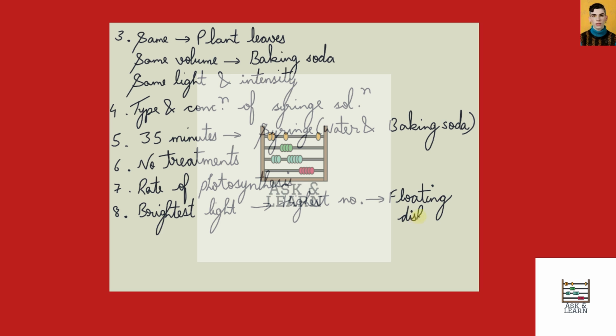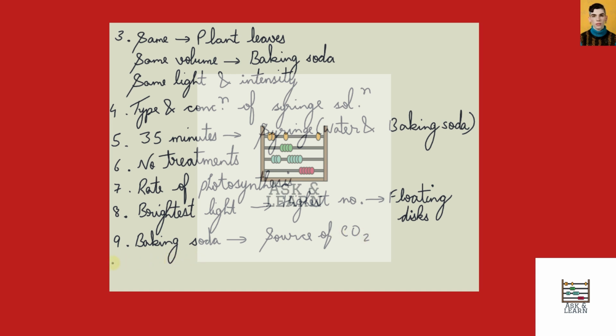Ninth, the baking soda solution increased the rate of photosynthesis because it provides a source of carbon dioxide, which is necessary for the process.